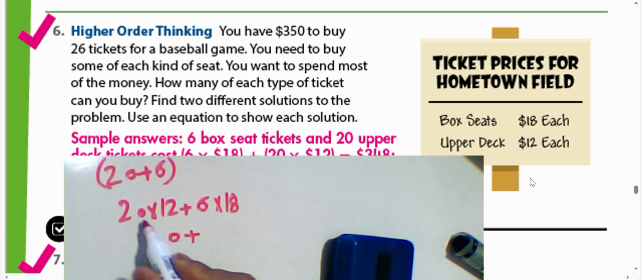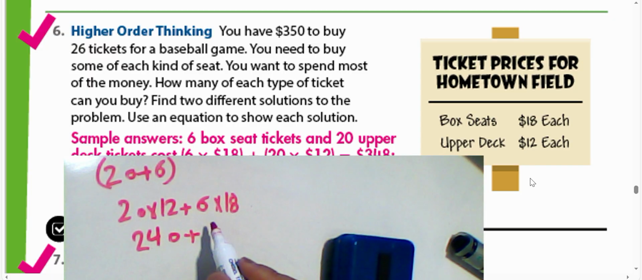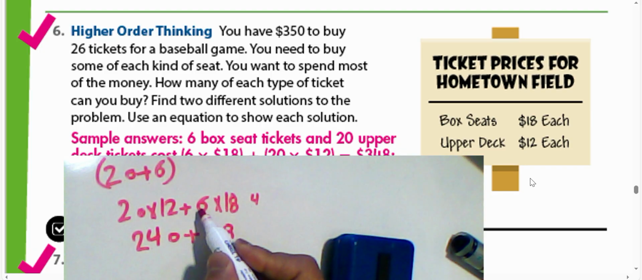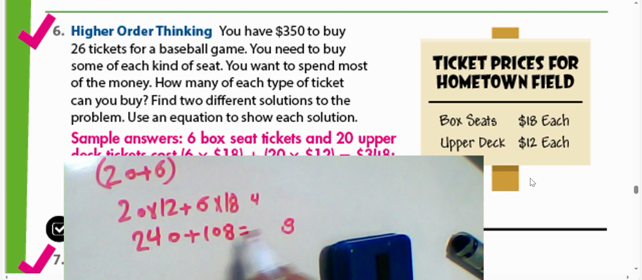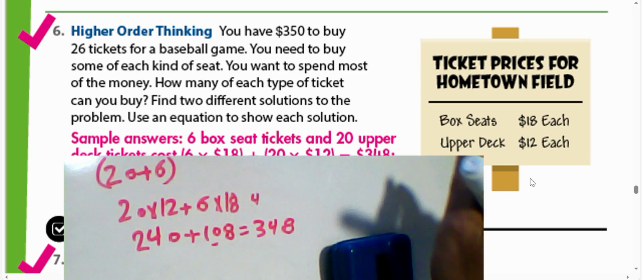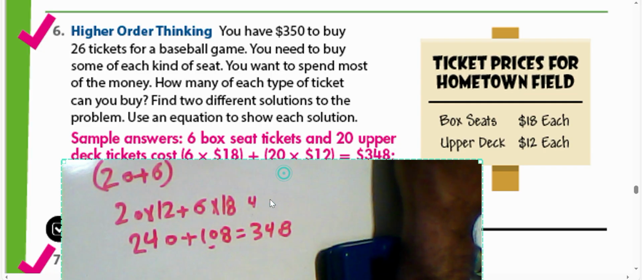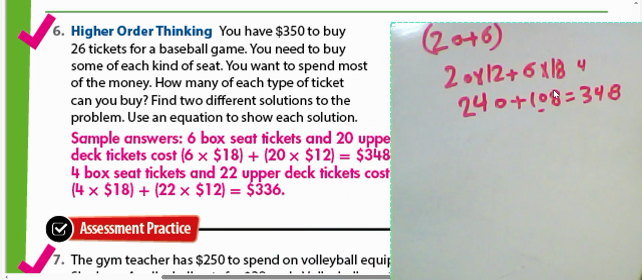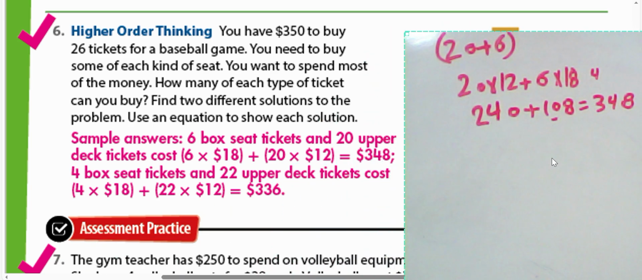Okay, write 0, 2 times 12, it will be 24, and 6 times 18: 6 times 8 equals 48, write 8 and carry a 4, 1 times 6, 6 plus 4 equals 10, 8 plus 0 equals 8, 0 plus 4 equals 4, 1 plus 2 equals 3. 348 is close to 350, okay? Then the answer will be 348 near the number. Then the remainder will be what? 4 box seat tickets and 22 upper deck tickets, 4 times 18 and 22 times 12, it will be 336. Okay.